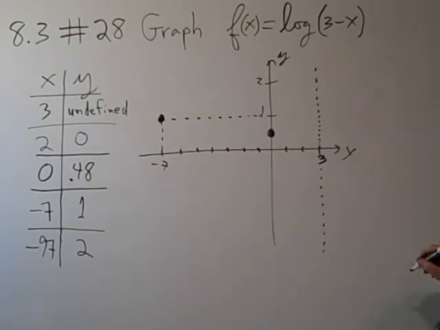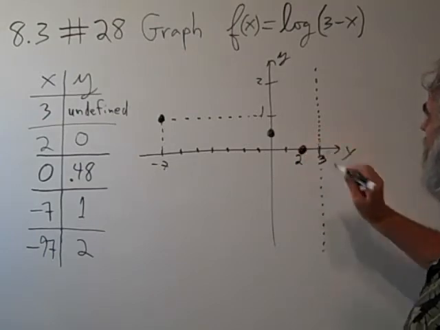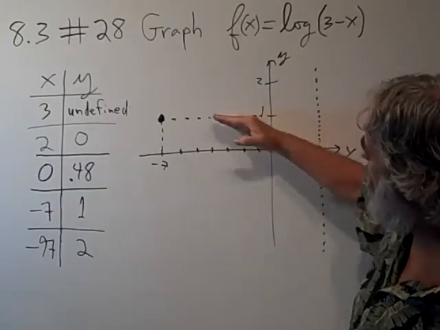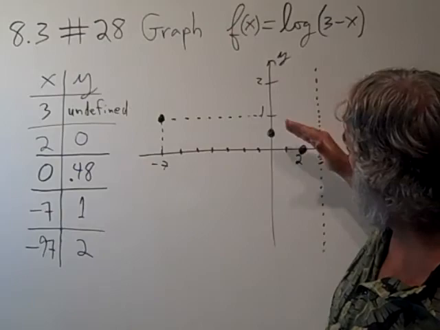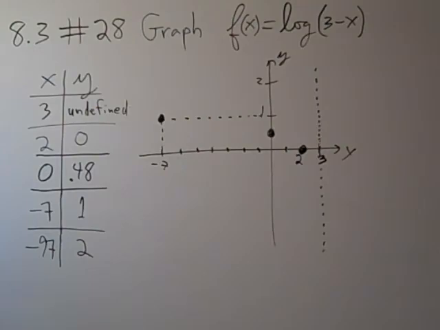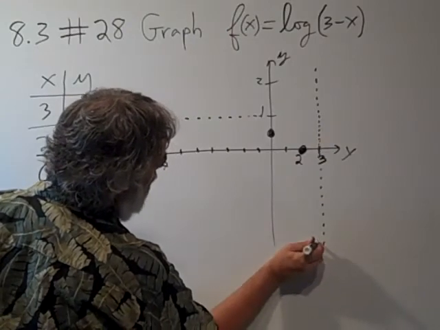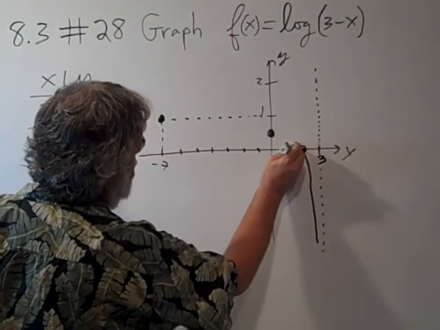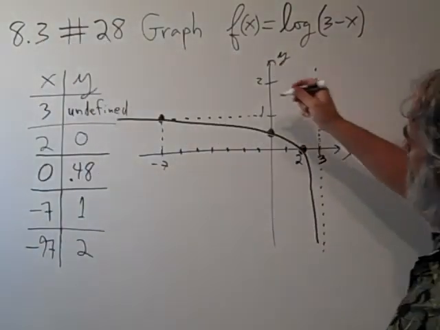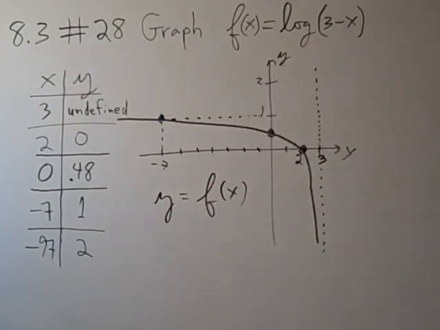Then at 2 we're down to 0, so here at 2 we actually go through the axis, and as we continue this way we slowly increase. At negative 97, we finally increase to a height of 2, but way down at negative 97. So here's our graph. Our graph asymptotically approaches this vertical line where it's undefined, and it slowly, ever so slowly increases. So that's the graph of y equals f of x for this function f.